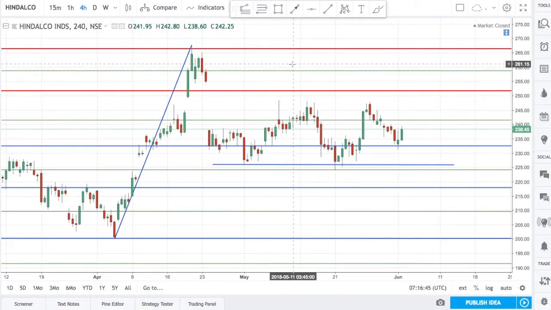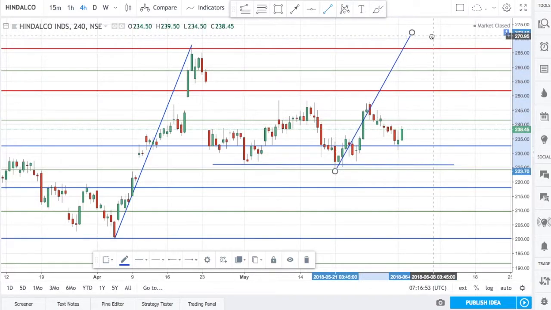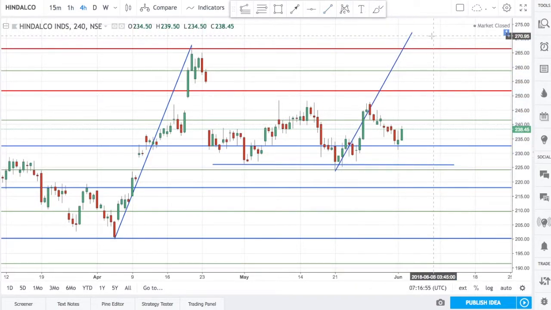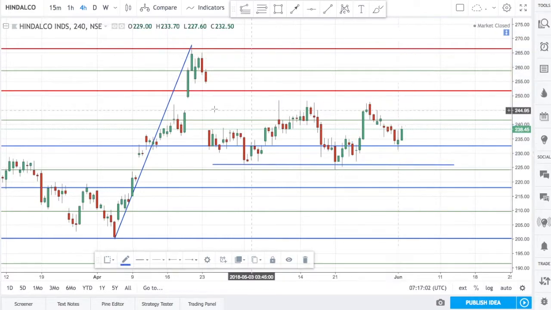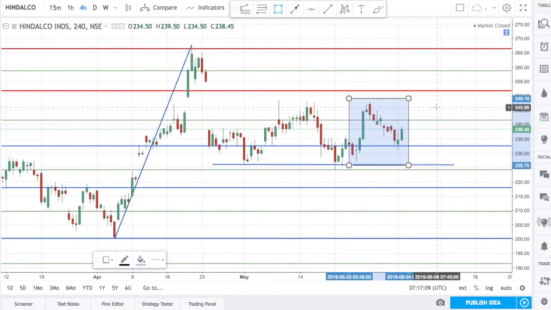Okay, maybe Hindalco is gearing up for its next leg of rally. Maybe that's just an assumption. For the time being, let's focus on this portion here.